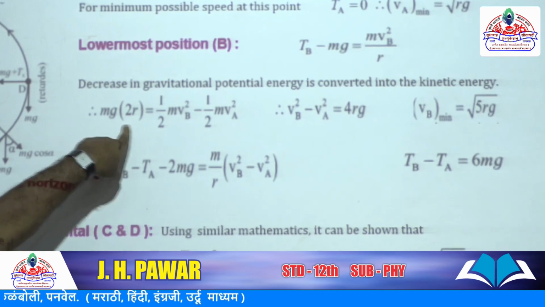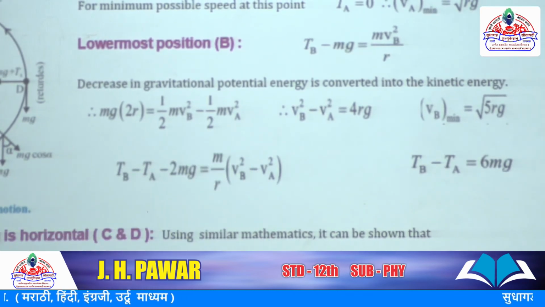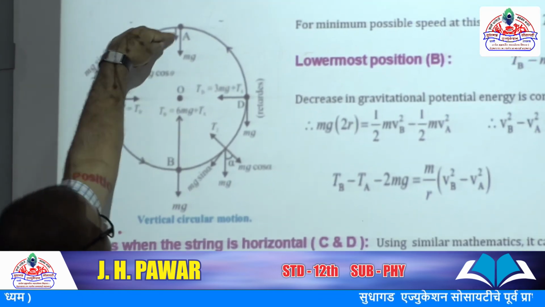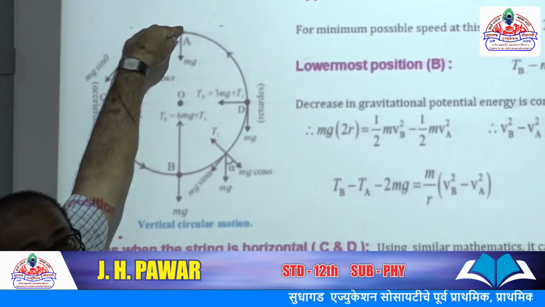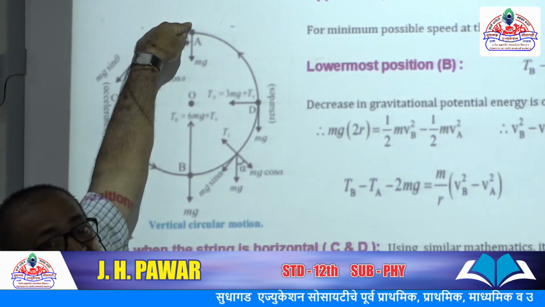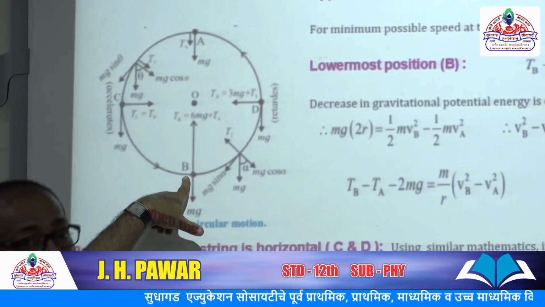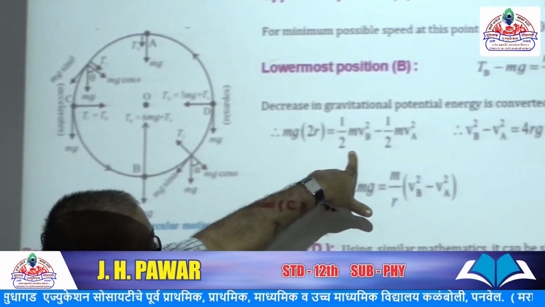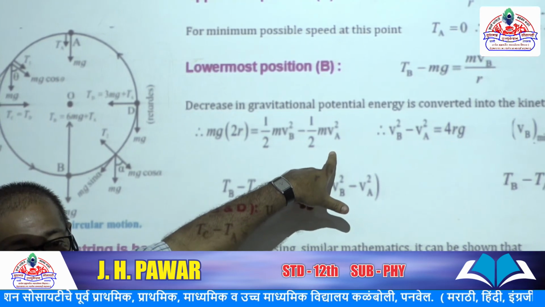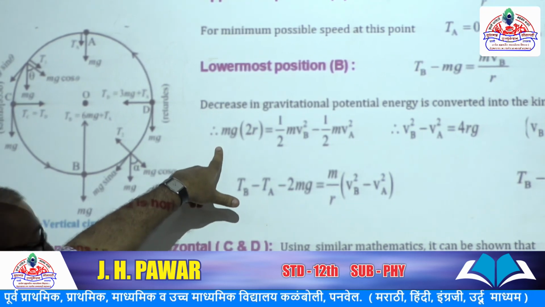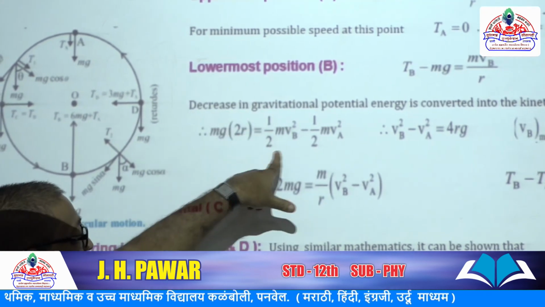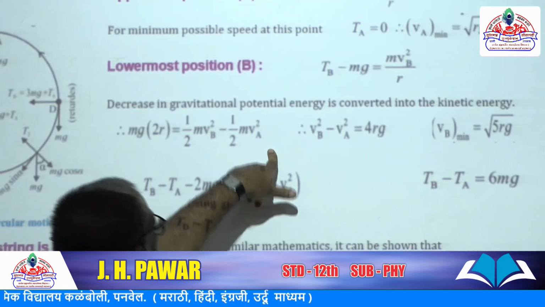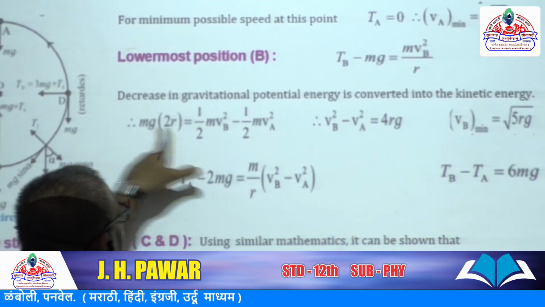And thereafter its change in kinetic energy. Kinetic energy at the bottom is maximum and kinetic energy at the top is minimum. Look here, here potential is more, kinetic is less. Here kinetic is more, potential is less. So the increase in kinetic energy equals the decrease in potential energy. Half m vb square minus half m va square. So you can take the 2 to this side, m gets cancelled.